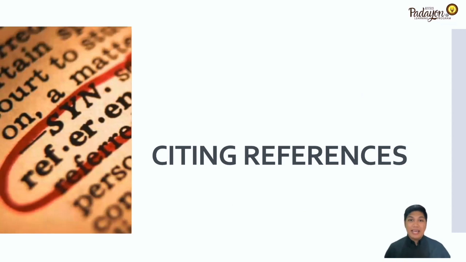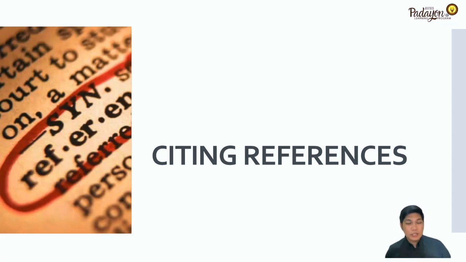So again, you begin by identifying your key terms. You can use Google Scholar to search for available literature. Second, you need to locate your literature. Third, you need to evaluate your resources. Fourth, you need to organize it. And fifth, you need to write your related literature.